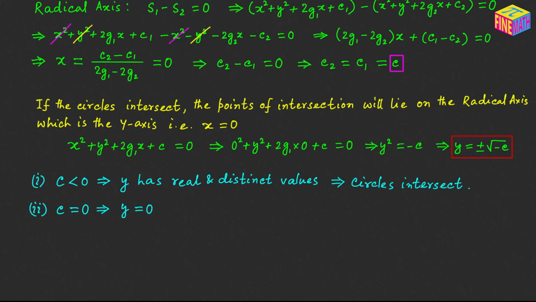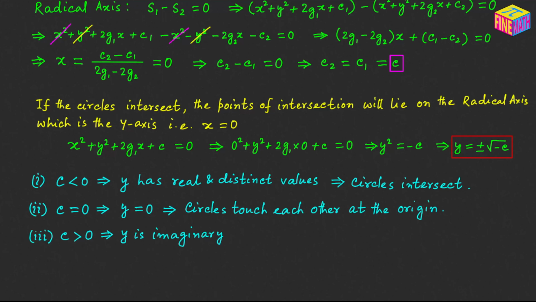Now if c is equal to 0, then y's value also becomes 0. That means the circles will touch each other at the origin. And if c is positive, then negative c becomes negative, then the value of y will become an imaginary value. That means no two circles of this system will touch or intersect each other. I hope things are clear up to this point.